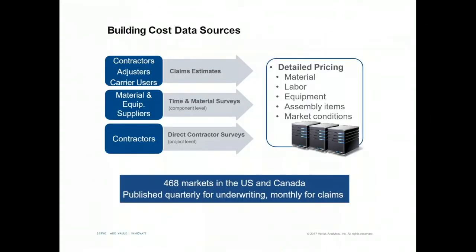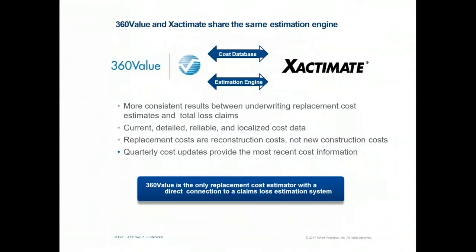There are 468 markets across the U.S. and Canada. So all the major metropolitan areas, and then it gets even more granular than that, are considered different markets. And in each of those areas, the Verisk folks are looking at all of those building costs data and updating the tool regularly. So they're looking at contractors and adjusters, how much the labor costs, how much the material and supplies and the equipment you need to build a house costs, what the contractor rates are. They do pricing surveys. They look at claims estimates. They do a lot of detailed updates of all of the pricing. And these are updated typically quarterly on the underwriting side, and some of the claims data is monthly, and those are regularly updated into the 360 Value tool.